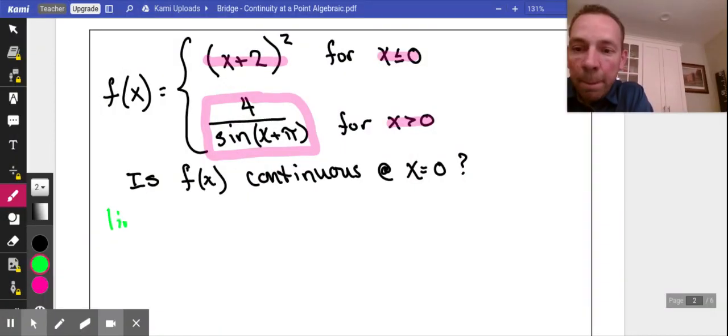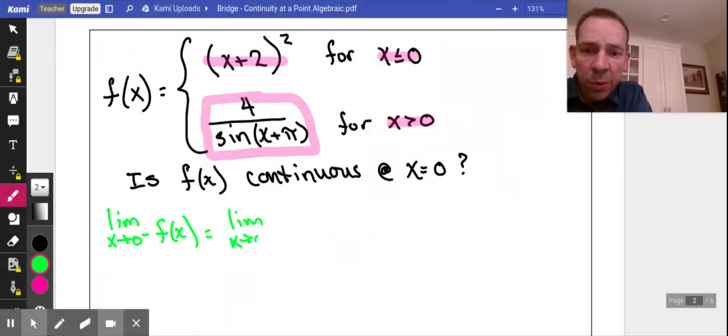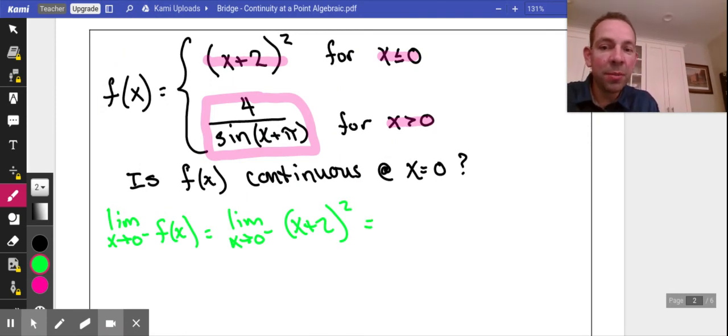The limit as x approaches 0 from the left of f of x is going to be the limit as x approaches 0 from the left of the function (x plus 2) squared. Then I'm going to do my direct substitution. I'm going to substitute the 0 for x. And once I do that, I'm going to get 2 squared, which is equal to 4.